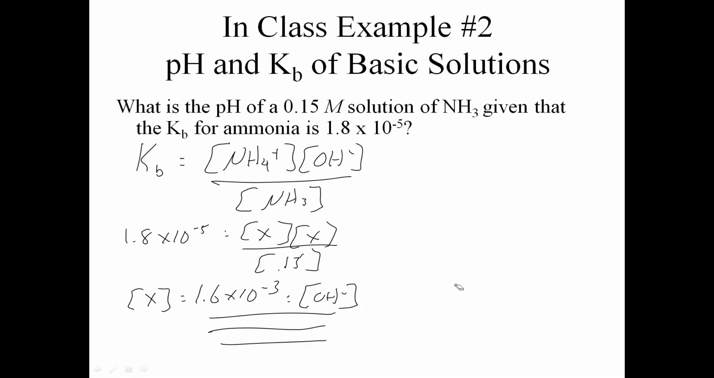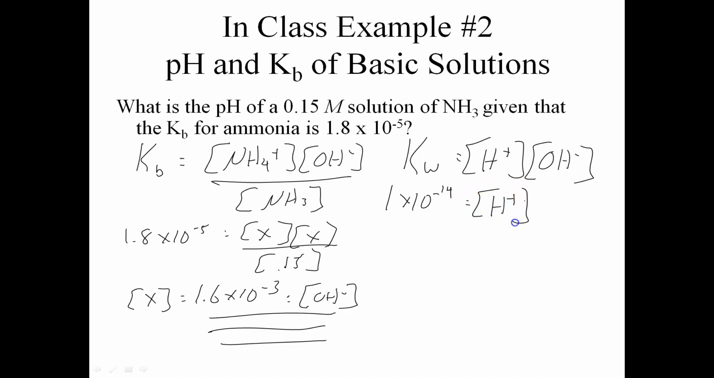So I have the hydroxide concentration here. Instead of solving for pOH, I can use this equation. Kw, if you remember, is the concentration of H plus times the concentration of OH minus, and Kw is 1 times 10 to the negative 14th. In neutral water, you would have 1 times 10 to the negative 7th for H plus and 1 times 10 to the negative 7th for OH minus, and that gives you 1 times 10 to the negative 14th. In this case, we already have our hydroxide concentration, so let's plug it in.